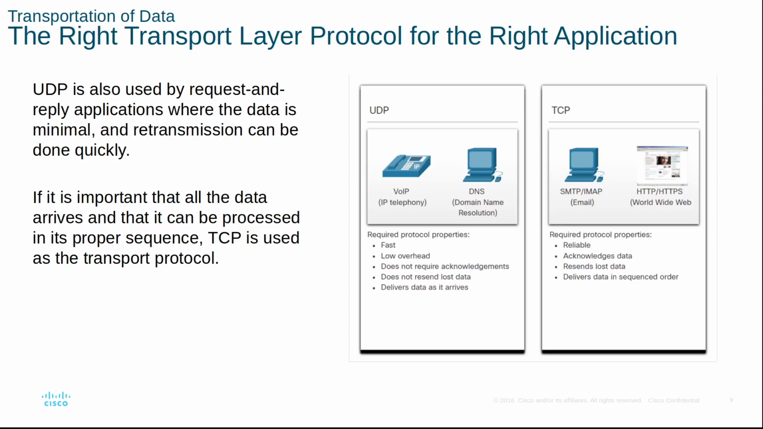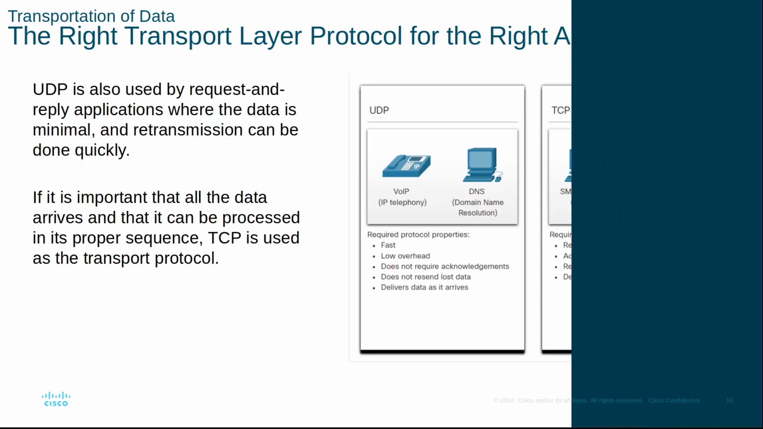TCP is the opposite of all those, right? It's reliable, it acknowledges data that's been sent, it resends lost data, and it puts the data back into the sequenced order, right? It's delivered with sequencing, so it can be put in the proper order. So we use it for things like email, browsing the internet, things where you want to make sure that all of your data is there, right? Because if some of the words were missing out of your email or your web page, it'd make it hard to read.